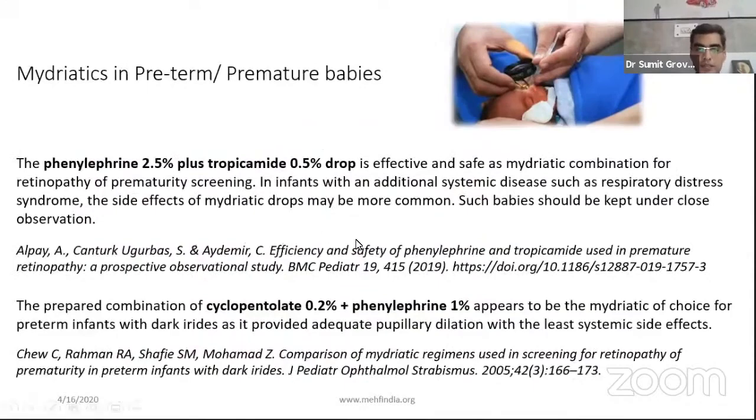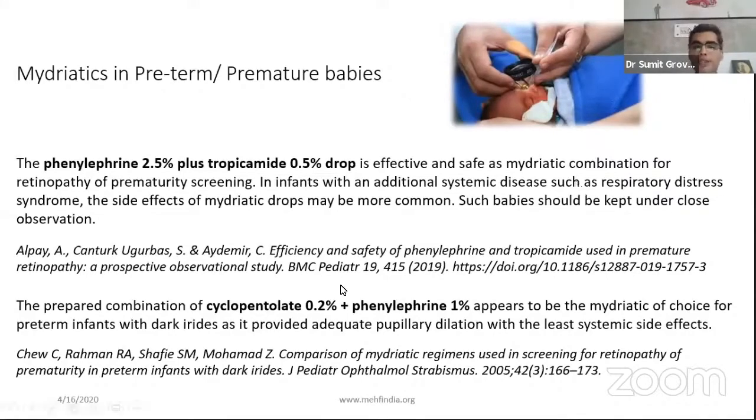And these are 2 drug combinations which are evidence-based. The studies are mentioned for your reference. The combination of phenylephrine 2.5% and tropicamide 0.5% drop is a very effective and safe mydriatic combination for use in premature children during ROP screening. But the side effects of mydriatic drops may be more common in children having systemic disease, respiratory distress syndrome. So these babies should be kept under observation. Otherwise, this combination is, I think, very feasible, commercially available in India, and should be used for routine ROP screenings.